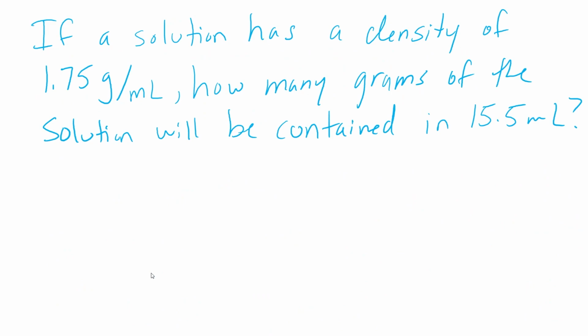All right, let's take a look at one last one here to finish up this video. If a solution has a density of 1.75 grams per milliliter, how many grams of the solution will be contained in 15.5 milliliters? So in this case, if we think about density here, which is mass over volume, we definitely have the density given to us. We also have the volume given to us. So again, it would make sense that we want to solve for mass.